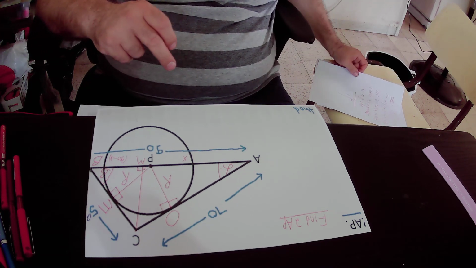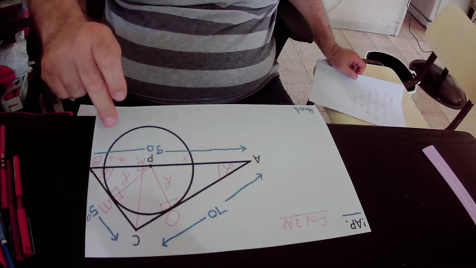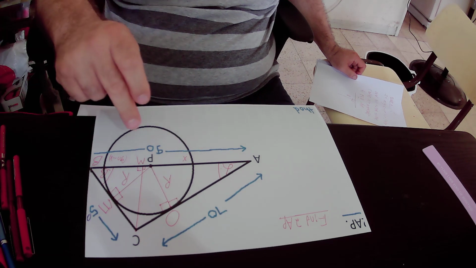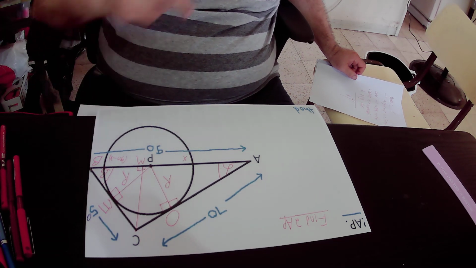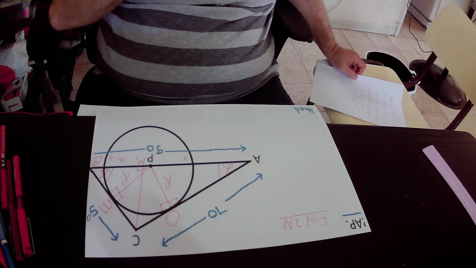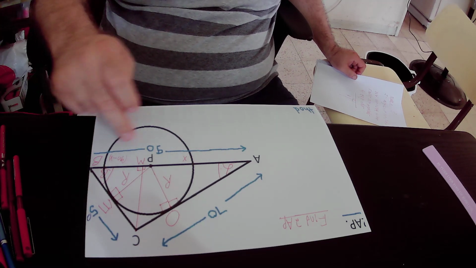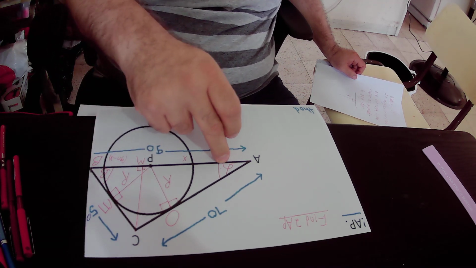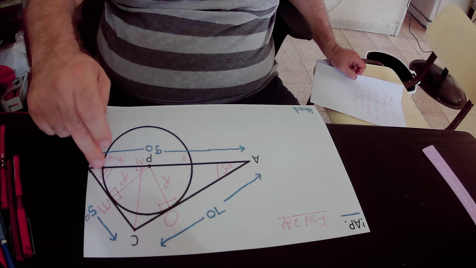And we also defined AP as x, so PB will be equal to AB minus AP, that is to say 90 minus x. So AP equals x and PB equals 90 minus x. And we define that angle BAC will be equal to alpha, and angle ABC will be equal to beta.